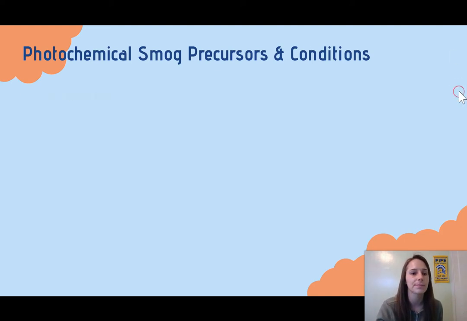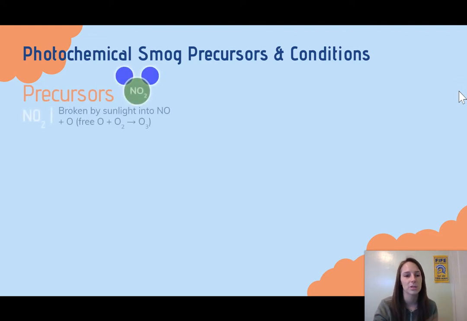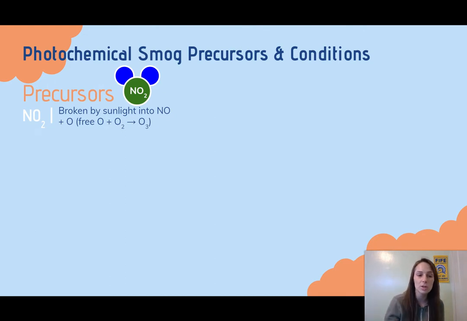All right, so the precursors, which again are basically like the ingredients. The first thing that we have to start with is going to be nitrogen dioxide. And the sunlight is actually going to end up breaking up the nitrogen dioxide into nitrous oxide and then a single oxygen atom. Now this free oxygen atom is going to combine with oxygen gas to create ozone.